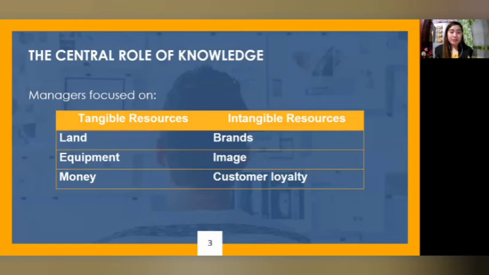Next we have the central role of knowledge. Since we already discussed human resources or human capital, let's now proceed to tangible and intangible resources. This too is where the managers focus. The tangible resources are physical assets such as land, equipment, and money. Intangible resources, on the other hand, are non-material resources that do not exist in physical form, such as brands, image, customer loyalty, and patents.